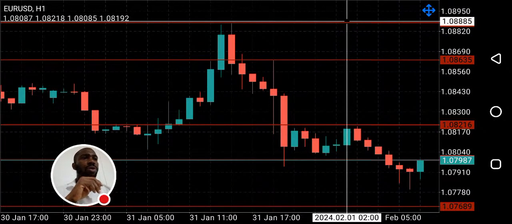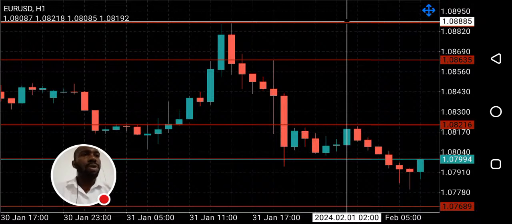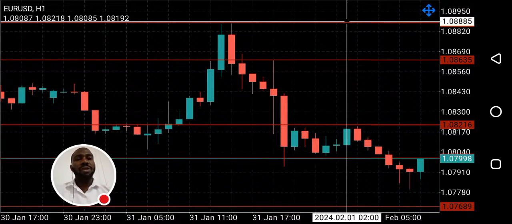So there's opportunity on Euro USD. Euro USD is giving us a good buy setup. Can you hear me? Euro USD is giving us a buy setup.